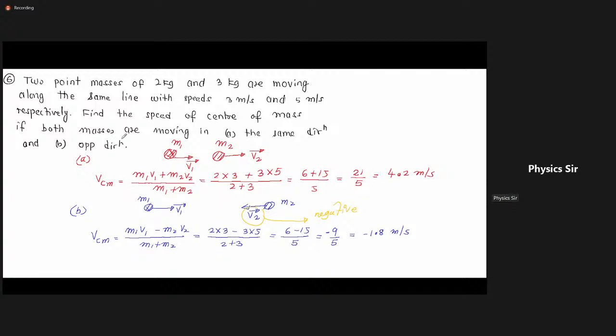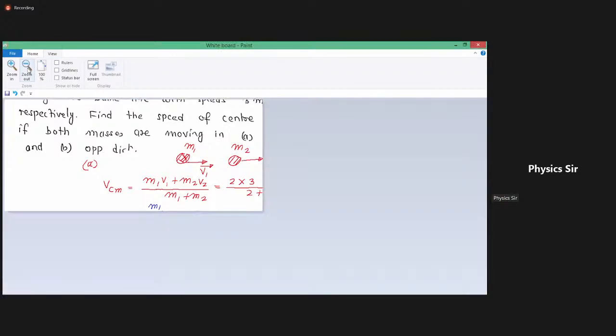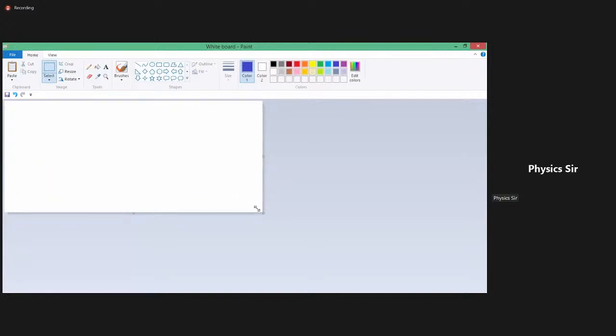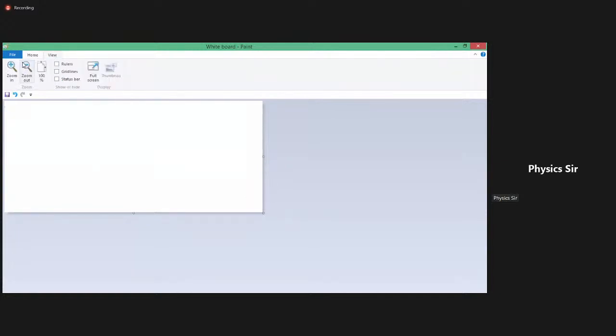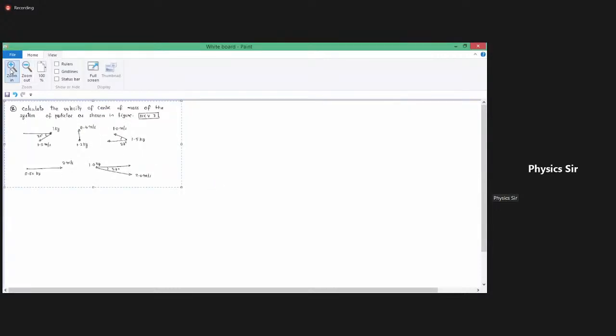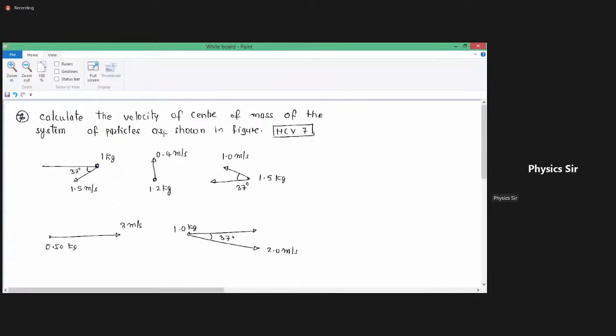Done? Okay. I'm giving you one sum that I hope you'll do. You can take this as homework. I'm very sure that we'll be able to solve it. It is from H.C. Verma sir's book, sum number 7. Just take a screenshot of the sum and reply.